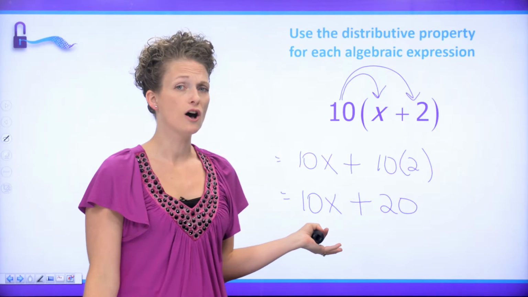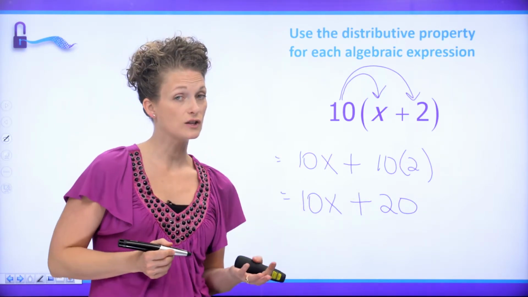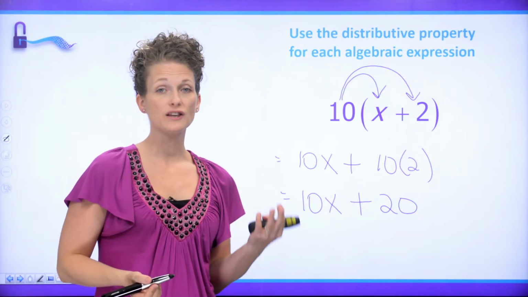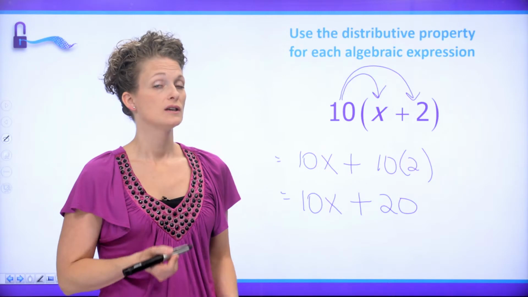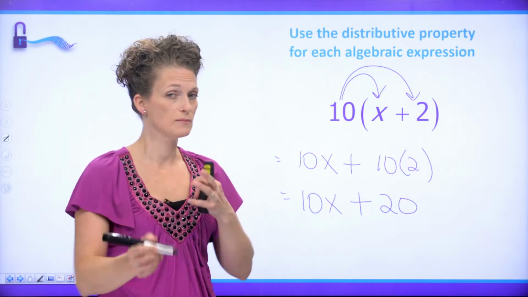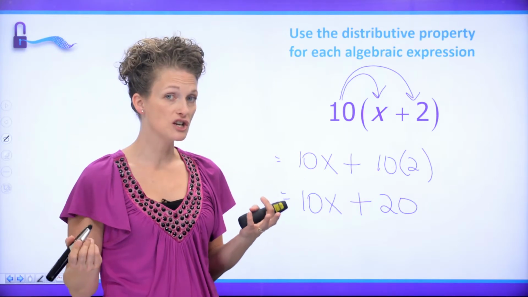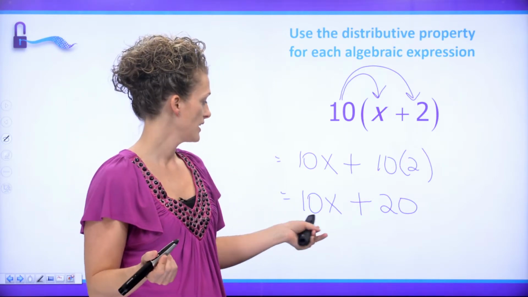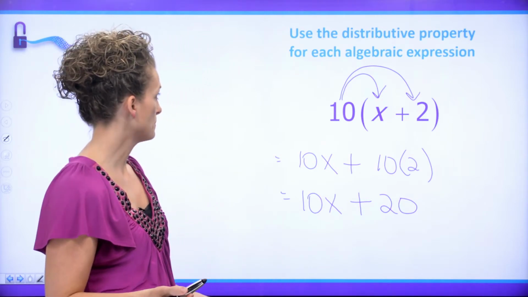And this is what we call a simplified expression, because remember the difference between evaluate and simplify? Evaluate means that you're going to end up with a number as your answer. Simplify means you do as much as you can until there are no other mathematical operations that you can do. And since these are not the same terms, we cannot add them.